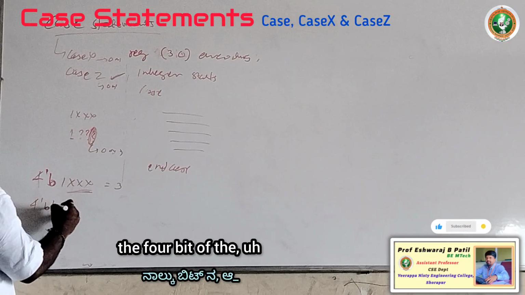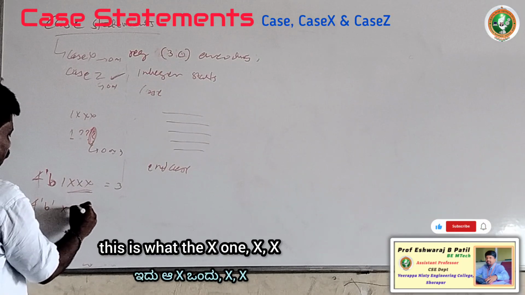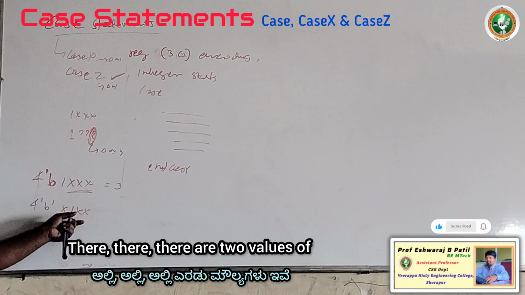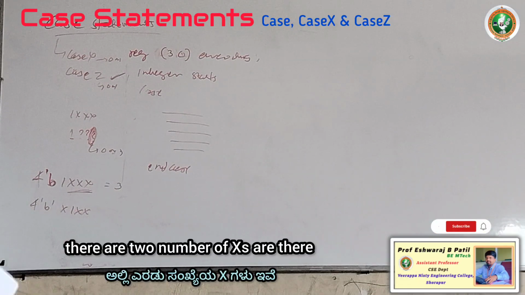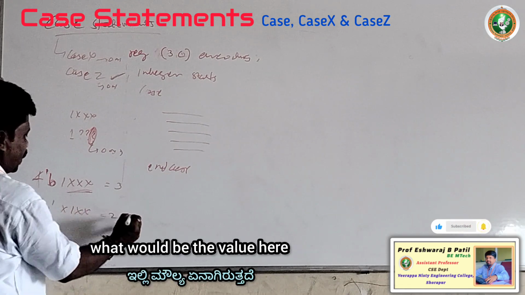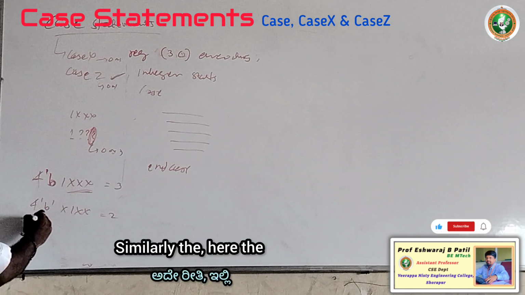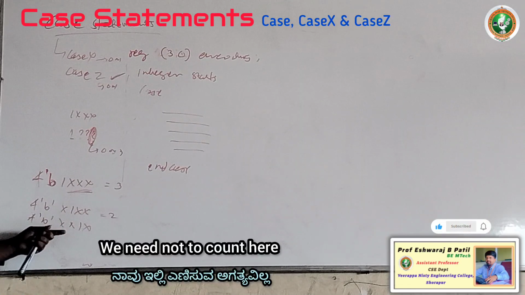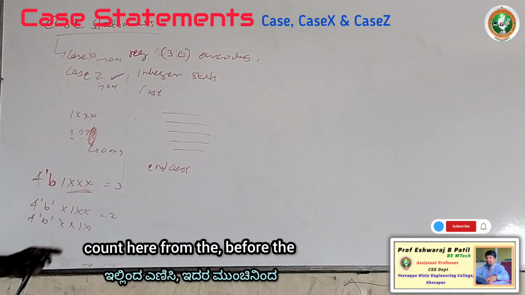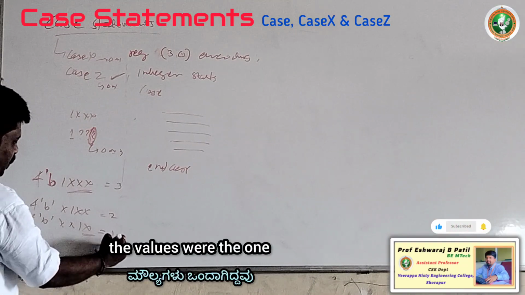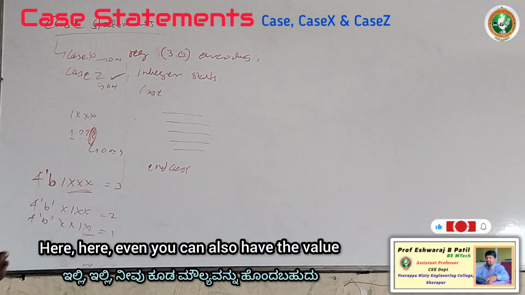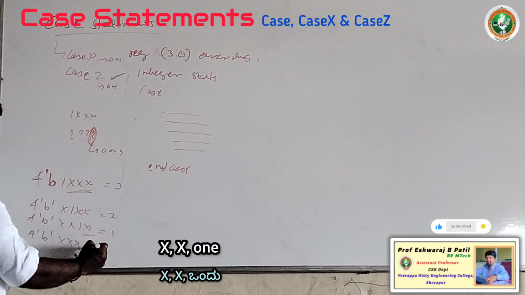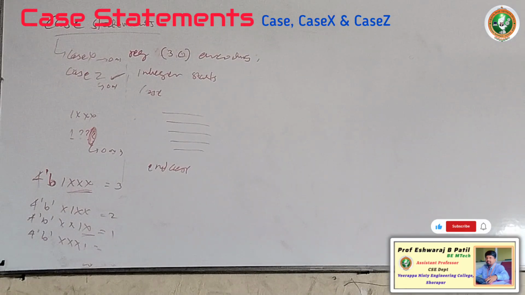Then similarly, the 4-bit value X1XX. Before the 1 we have the higher bit, and there are two X's, so the value here would be 2. Similarly, I can write the 4-bit value XX1X. We need not count here. We should count only the values after the 1. Even you can have the 4-bit value XXX1. What is the value of this one? 0. Yes, you are right, 0.